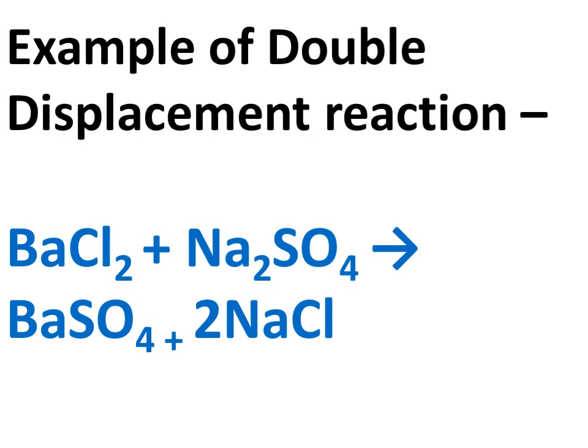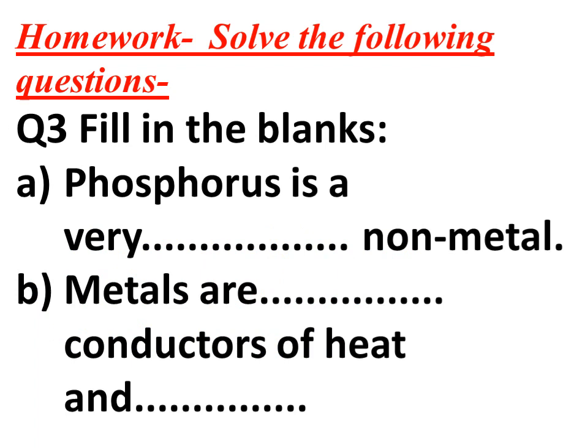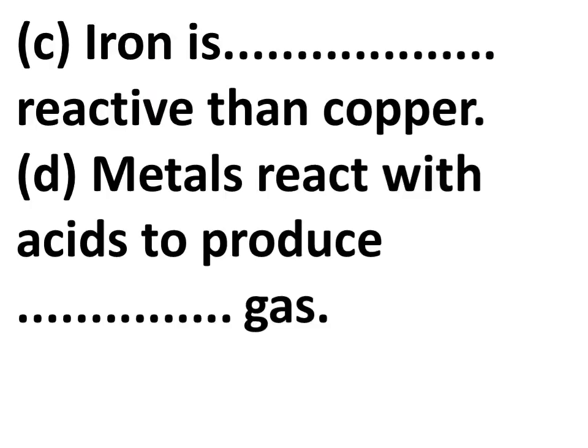Fine. Next, what is the homework for today? For today, you need to do these questions, fill in the blanks. First one is, phosphorus is a very dash non-metal. Second is, metals are dash conductors of heat and dash. Next is, iron is dash reactive than copper. You need to tell iron is dash reactive than copper. Next is, metals react with acids to produce dash gas. So metal is going to react with acid to produce dash gas.